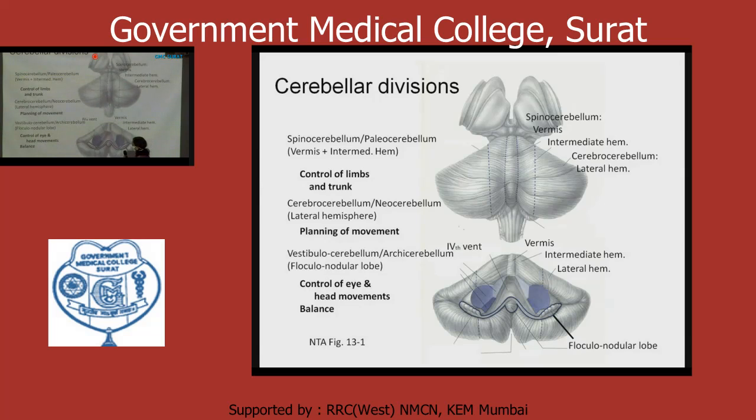So there are three divisions of the cerebellum: the spinocerebellum, also known as the paleocerebellum; the cerebrocerebellum, also known as the neocerebellum; and the vestibulocerebellum, or archicerebellum. These are the functional divisions of the cerebellum.